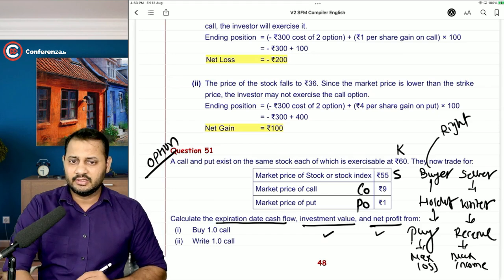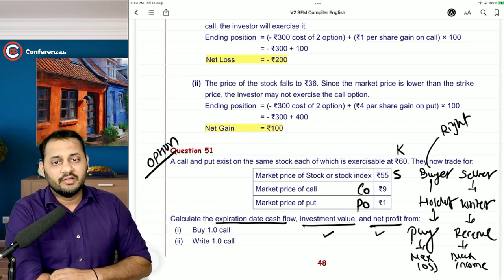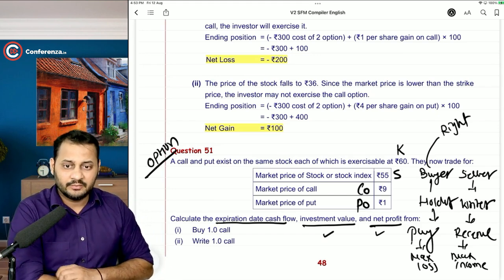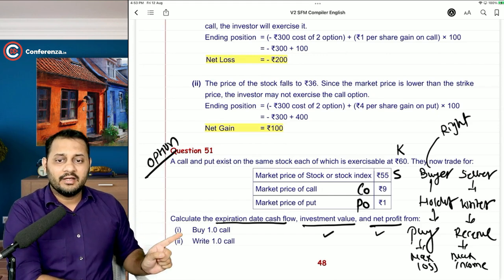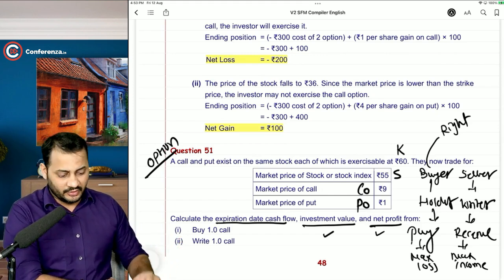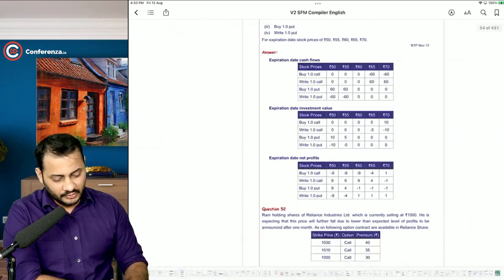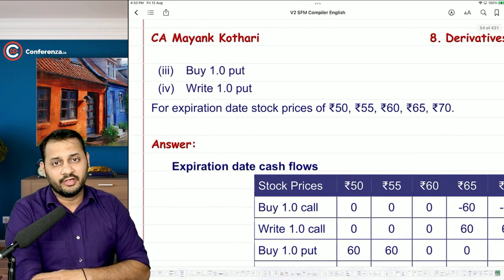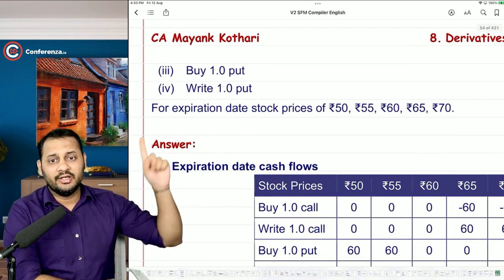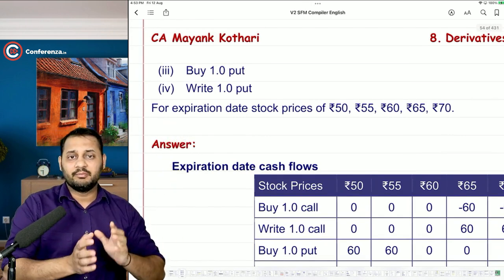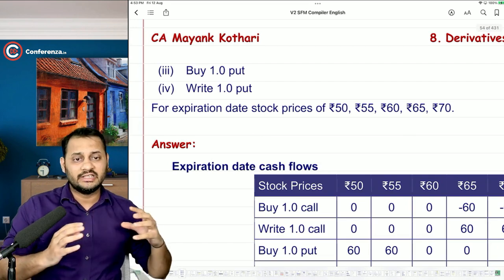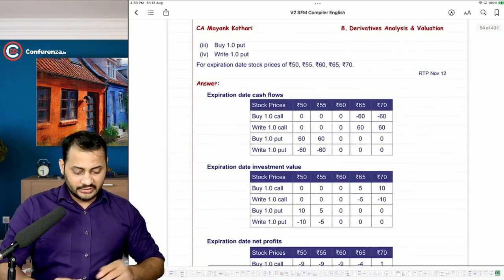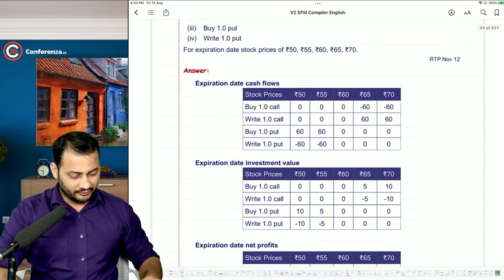Net profit is easy. Expiration date cash flow is easy. We will discuss the investment value as well. You buy one call option, write one call option, buy one put option and write one put option. So there are 4 different categories, and on the expiration date the stock price can be any one of these 5 different prices. Now the expiration date cash flows are given to you. Have a look.